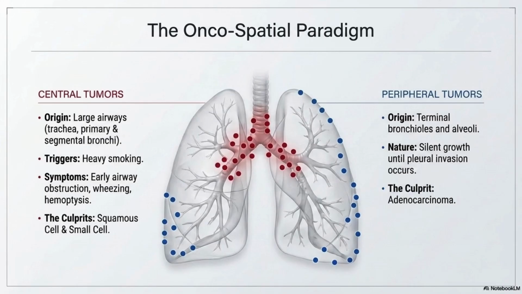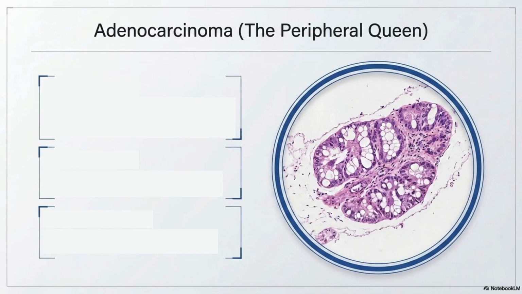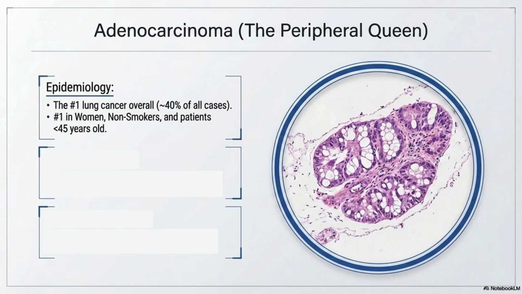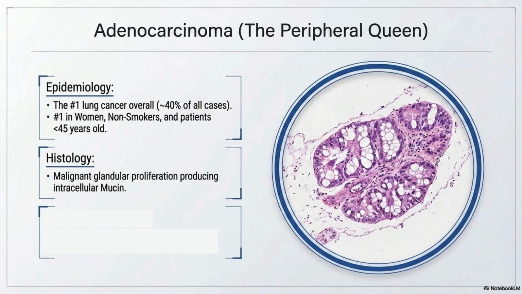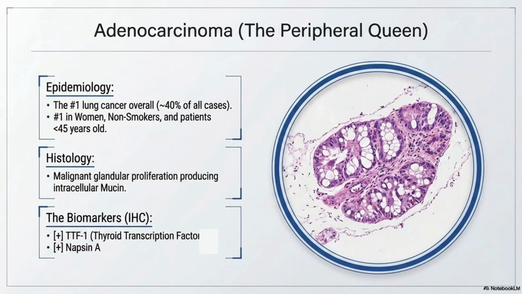adenocarcinoma. Let's break down the peripheral culprit first, adenocarcinoma, which I call the peripheral queen. Epidemiologically, this is the number 1 lung cancer overall, making up about 40% of all cases. It is also the most common lung cancer in women, non-smokers, and patients under 45 years old. On histology, you are looking for a malignant glandular proliferation that actively produces intracellular mucin. If you run immunohistochemistry, your defining biomarkers are a positive TTF1 and a positive Napsin-A. How does adenocarcinoma develop?